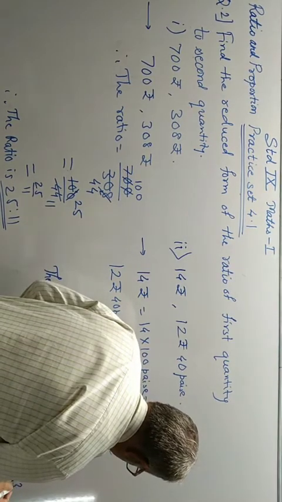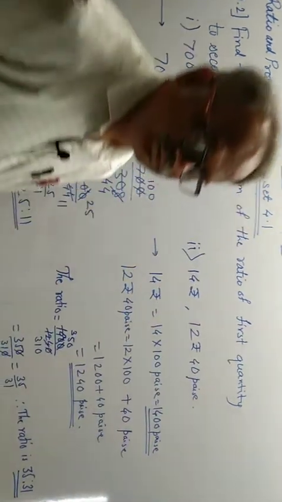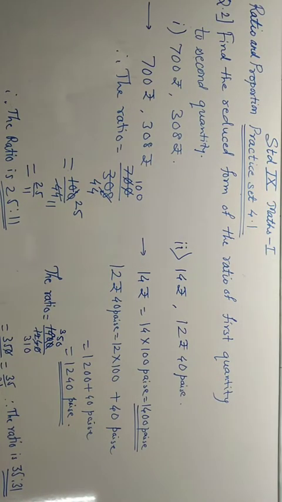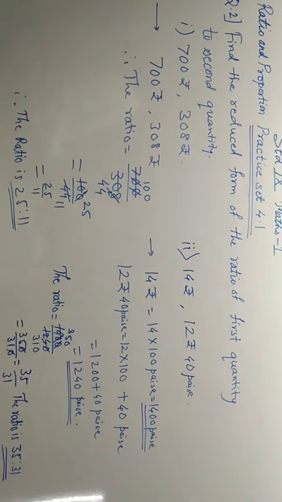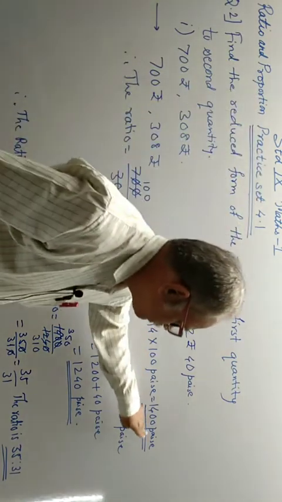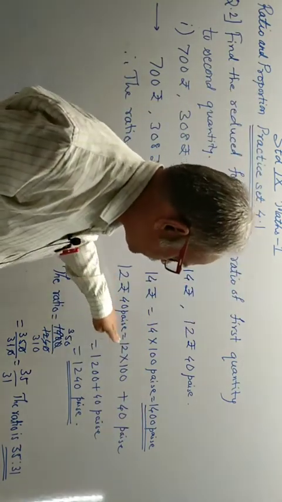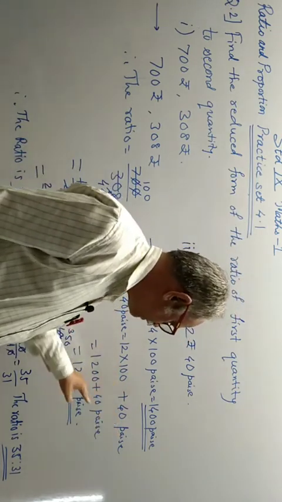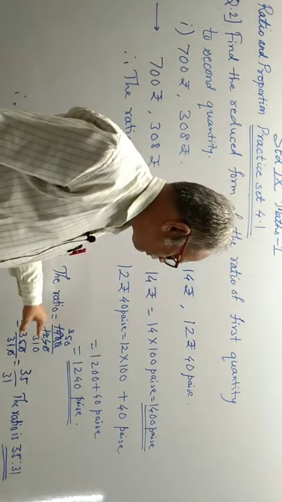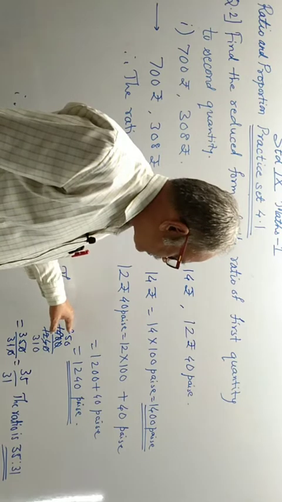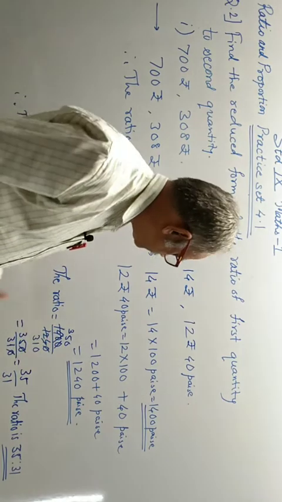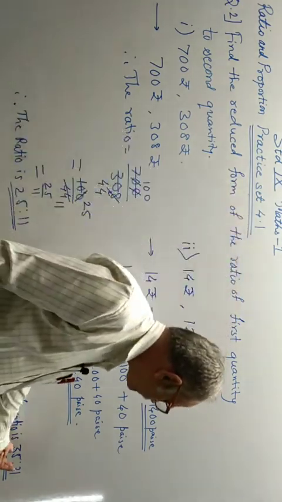Neatly write this part. Again I am explaining, pay attention. 14 rupees are converted into paise, 1400 paise. 12 rupees 40 paise means 12 into 100 paise plus 40 paise. Both in paise added, 1240 paise. Ratio is 1400 upon 1240. First we decided to divide by 4. We get 350 upon 310. Then 0 cancel. 35 upon 31. The ratio is 35 upon 31, which means the ratio is 35:31.